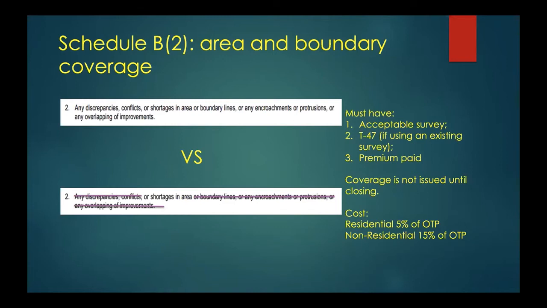One of the questions I see is that you're told boundary coverage is relatively inexpensive. It is very inexpensive. On a residential piece of property, it's 5% of the owner's title policy. So let's say that's a $500,000 property and your client's going to pay about $150. For $150, they cover themselves for these issues, or they have to go pay someone in 6 or 8 minute increments to litigate the issue for them or mediate the issue, whatever the resolution is.